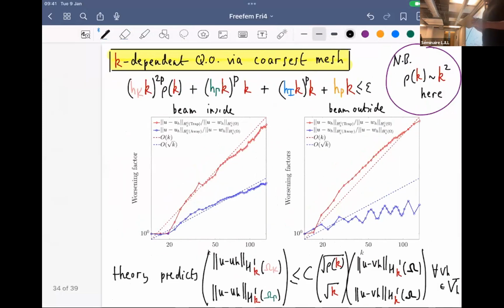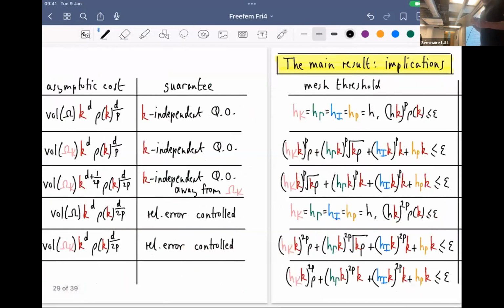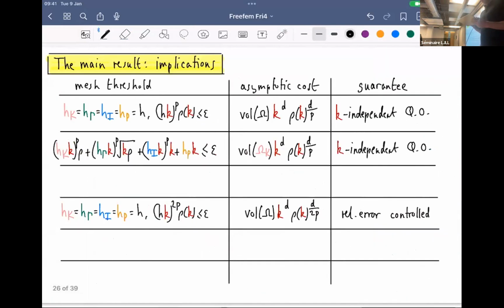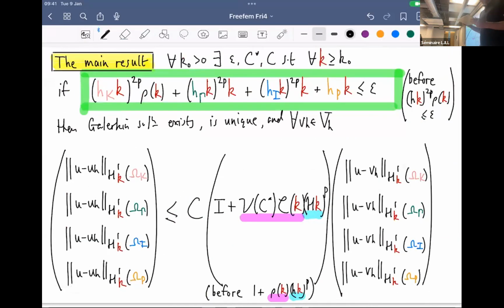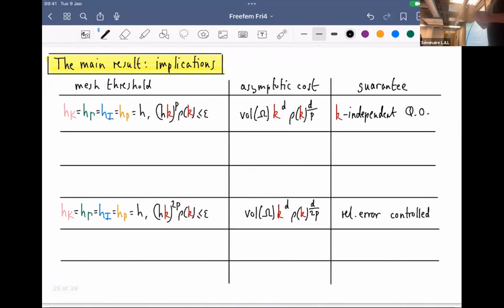So that's one perhaps disadvantage. Ideally you would like to know how the error behaves term by term, but we don't.